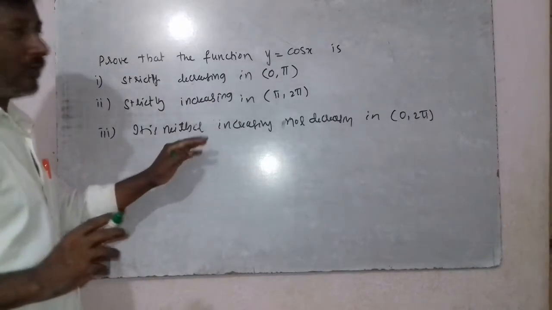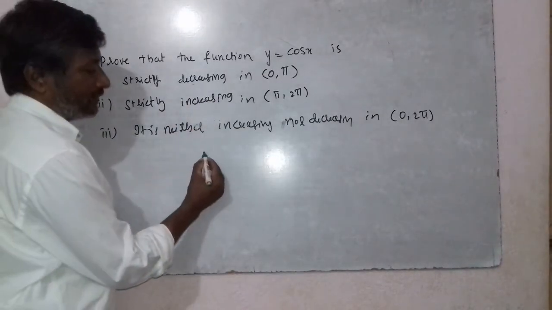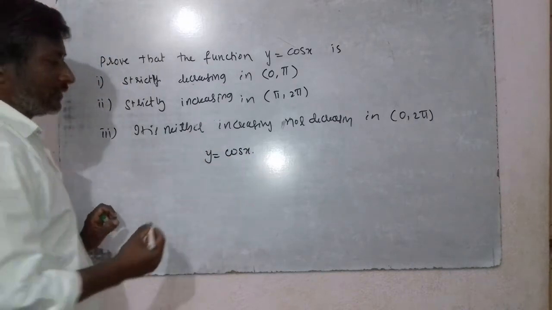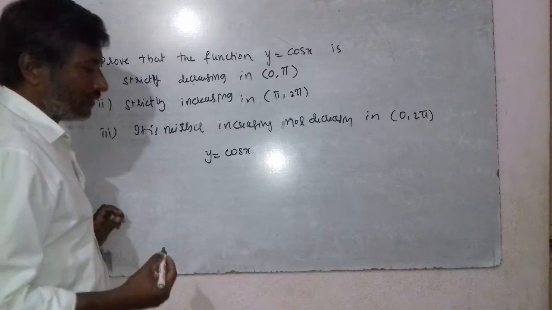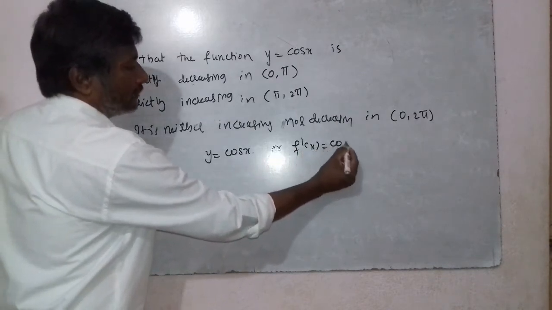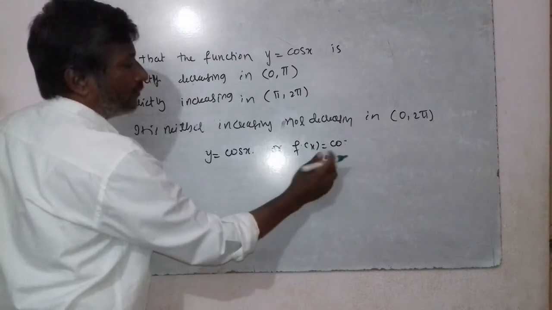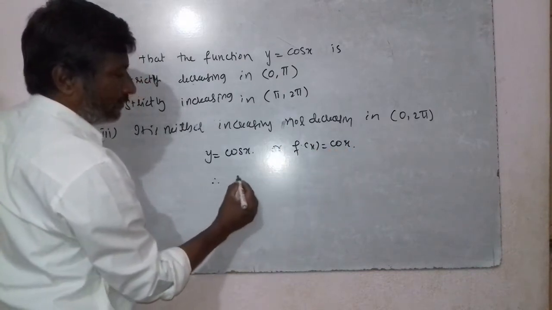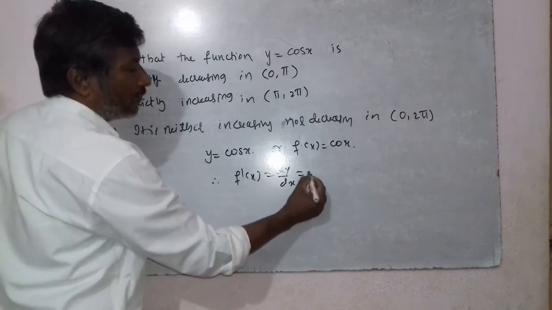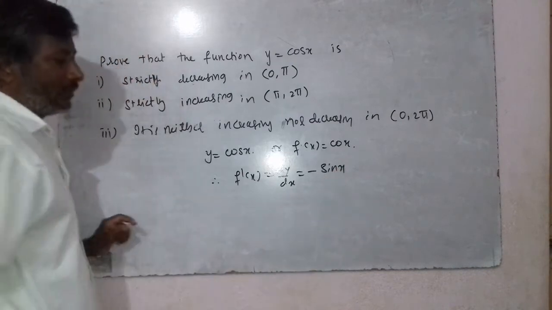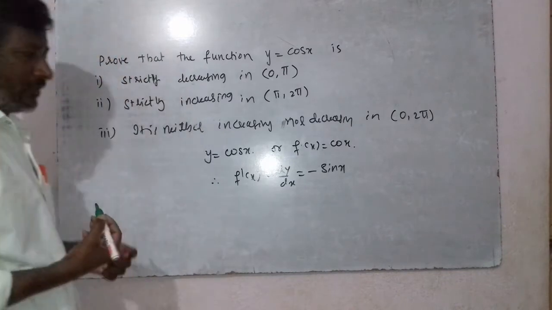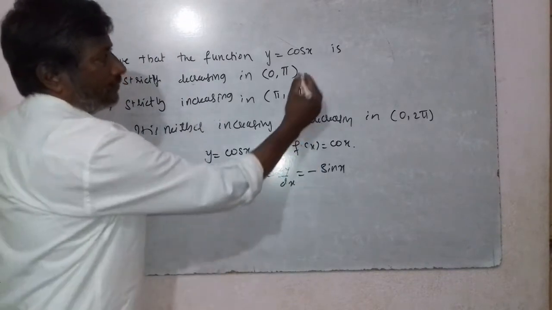So first one, observe here. The given function is y equal to cos x, or f x equal to cos x. Therefore, f dash x or dy by dx is equal to minus sin x. So the derivative of cos x is minus sin x. So therefore, observe here.